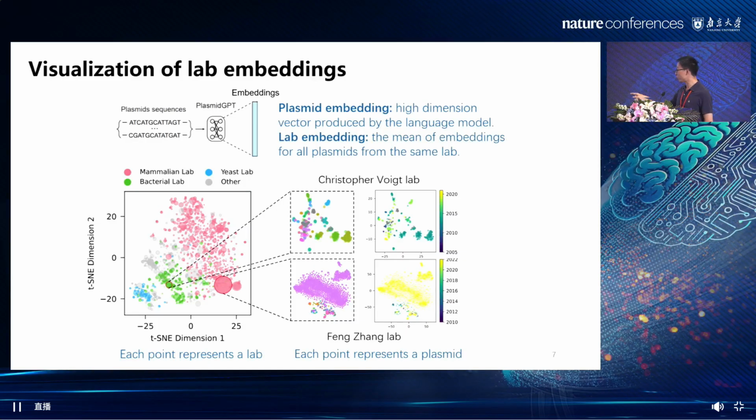And on the bottom, we also see the plasmids from Professor Feng Zhang's lab, and they contributed maybe thousands of plasmids to the IDGene database. We can also see a good separation of different publications. So that means our model actually learned something meaningful for different research labs and also for different plasmid sequences.